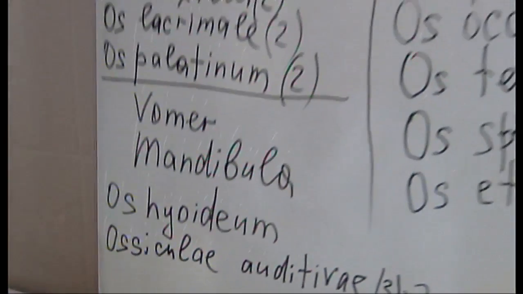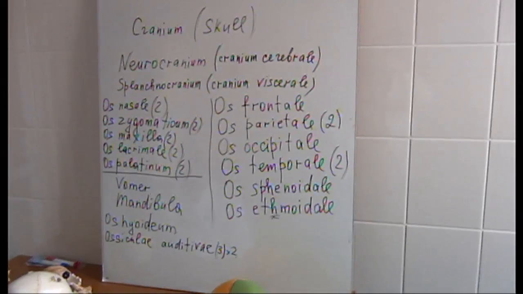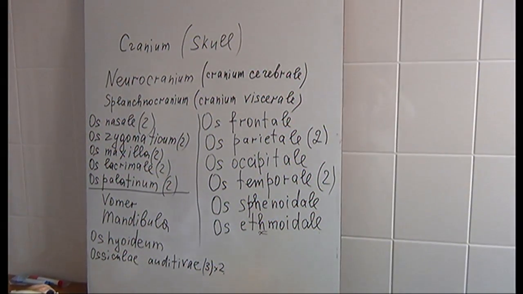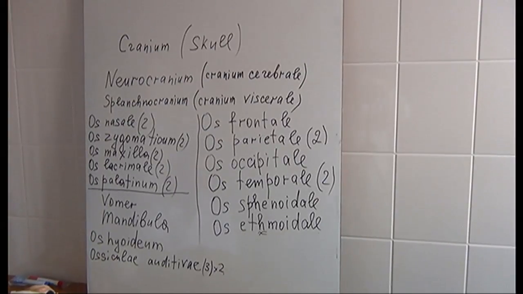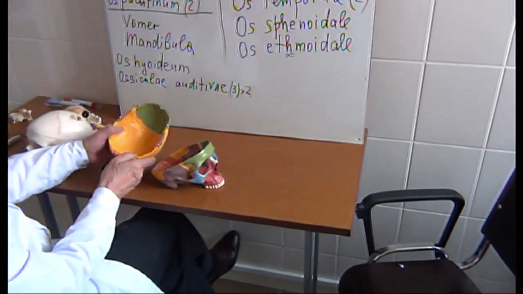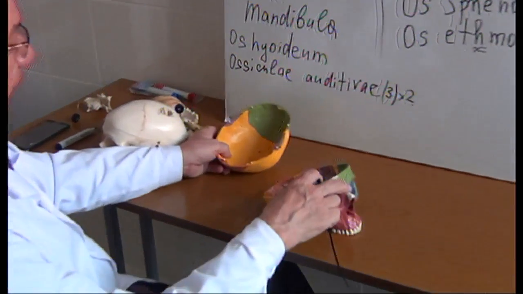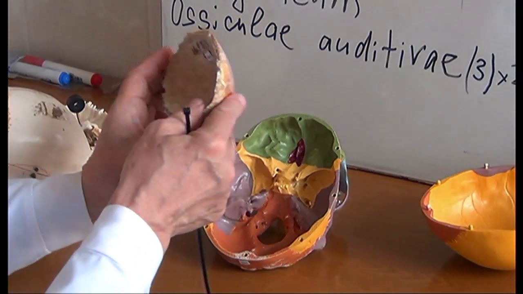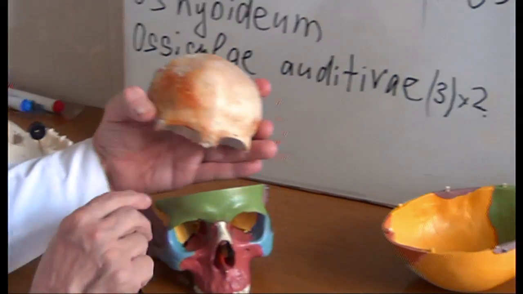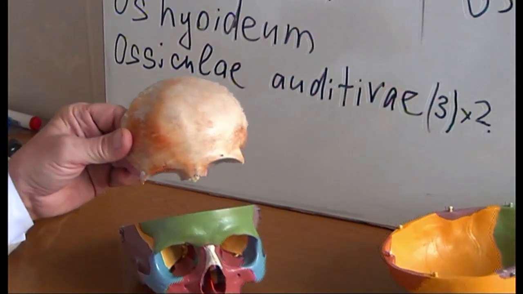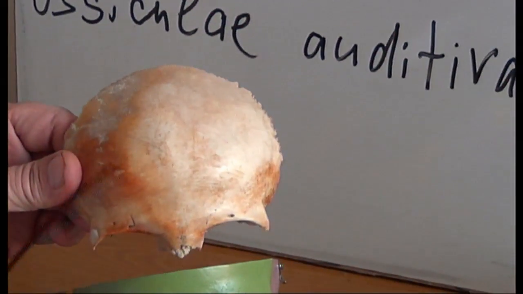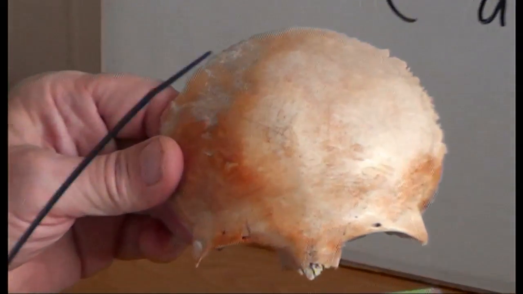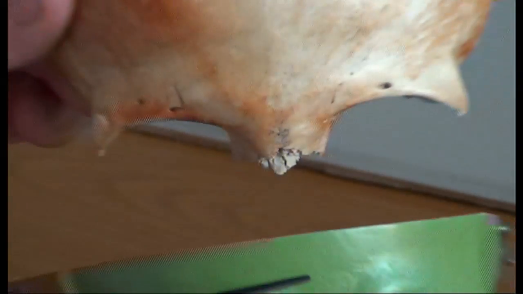So now we know all the bones of the skull, and now let us become more acquainted with each of them. First of all, we begin with the os frontale. I use now this separate frontal bone, and we can compare it with the skull.